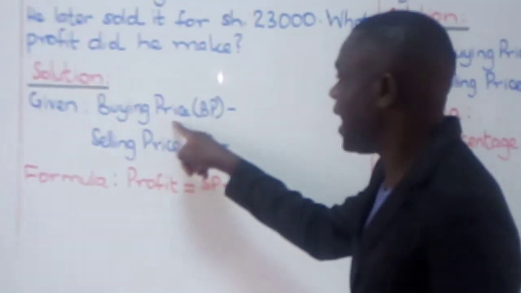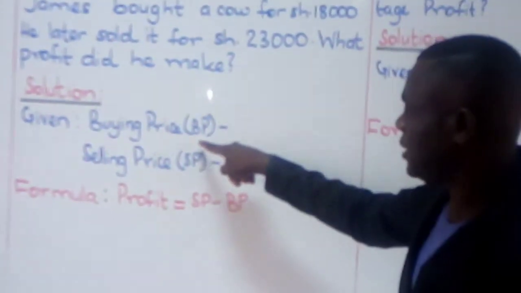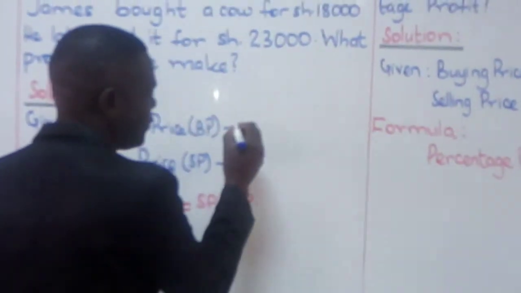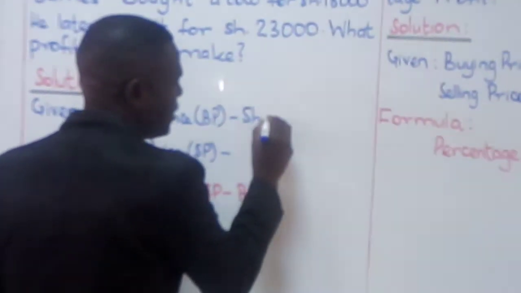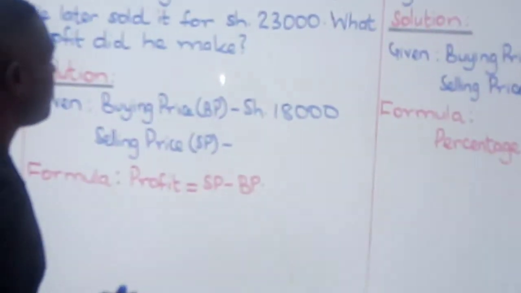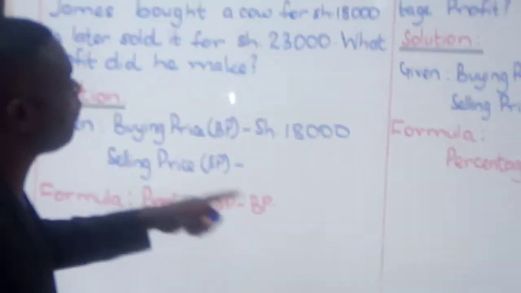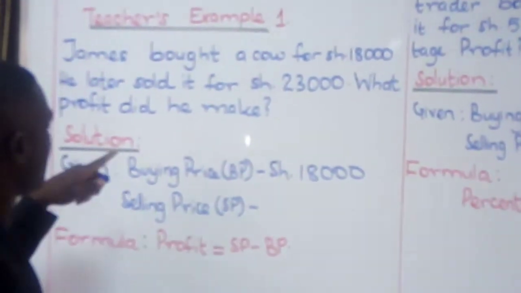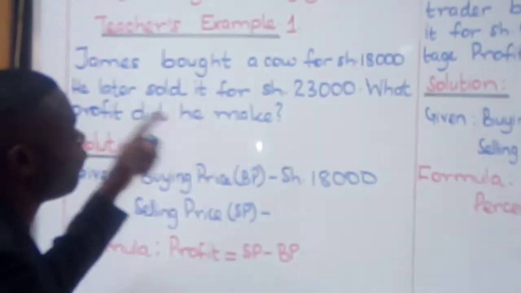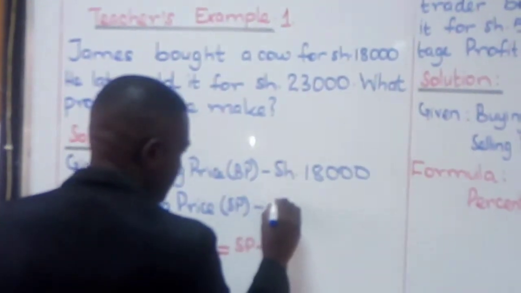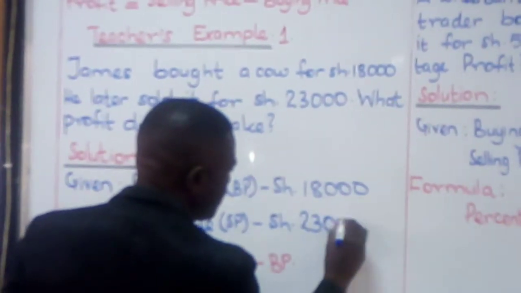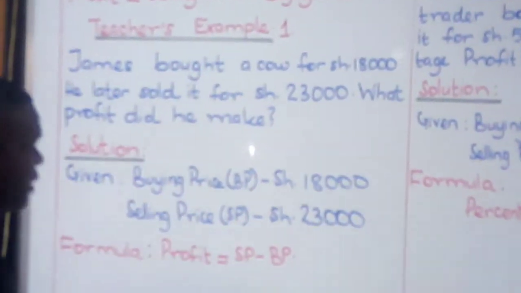We're given buying price, which is represented by BP, and it is 18,000 shillings. That is the buying price. What he bought the cow for is the buying price. And then we're given selling price. What he sold the cow for, that is the selling price. Selling price is 23,000 shillings. I hope you understand.